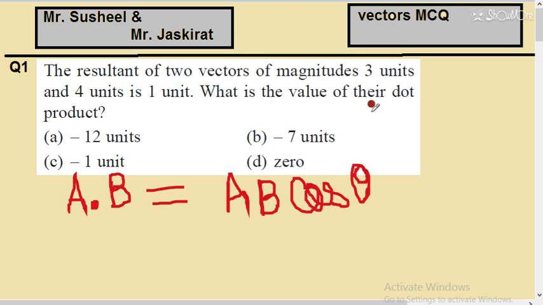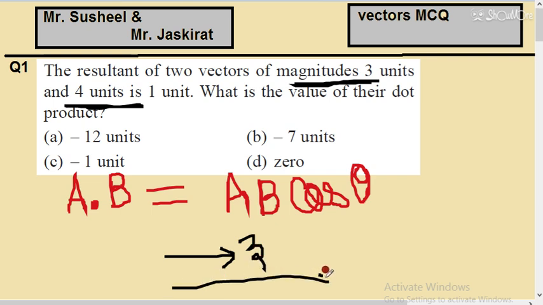What is the concept? He has given the magnitudes of two vectors: one has magnitude 3 and another has magnitude 4. So in which case, students, will their resultant magnitude be 1? Their resultant is 1 unit.